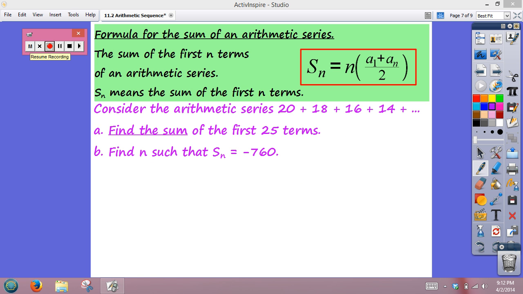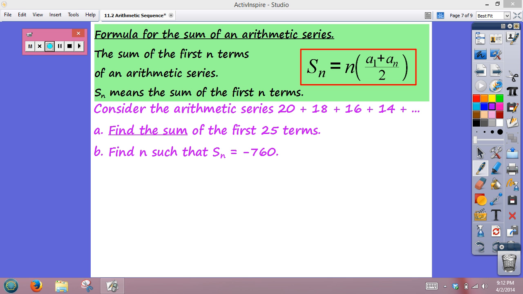The last topic we want to cover is arithmetic series. The formula for the sum of an arithmetic series is given below. The sum of the first n terms of an arithmetic series is denoted S sub n. And the equation for S sub n equals n times a1, which is our first term, plus an, which is the rule for all terms, divided by 2.